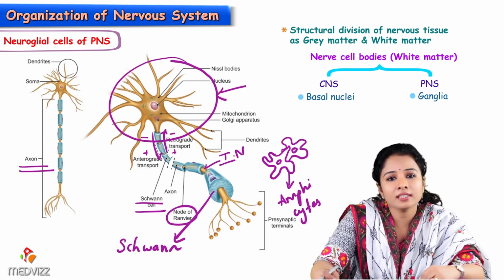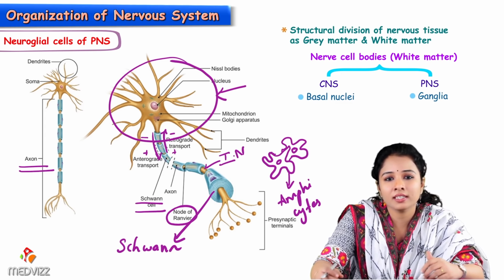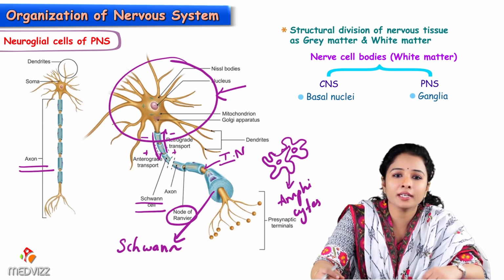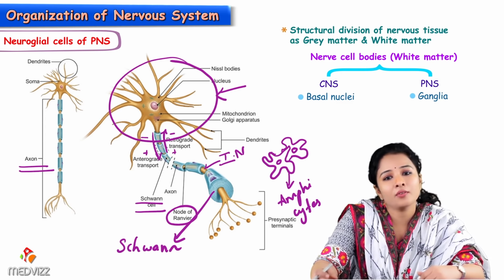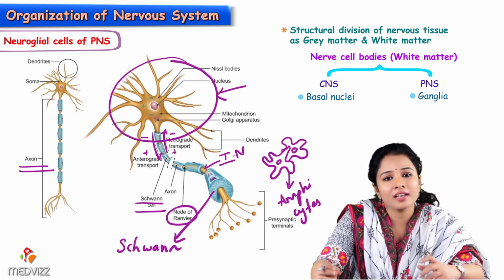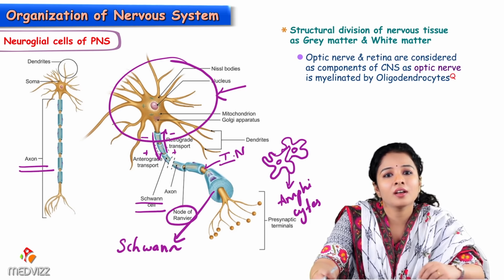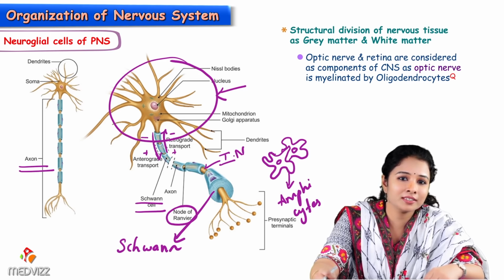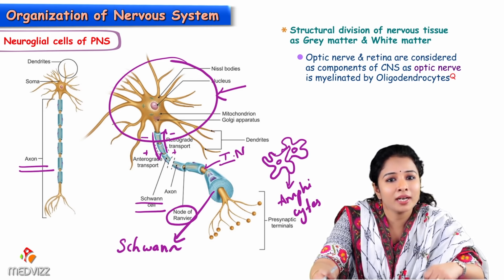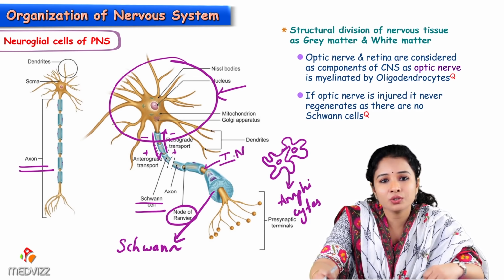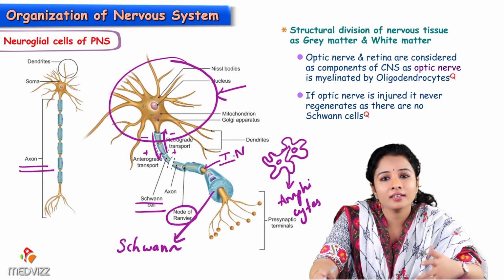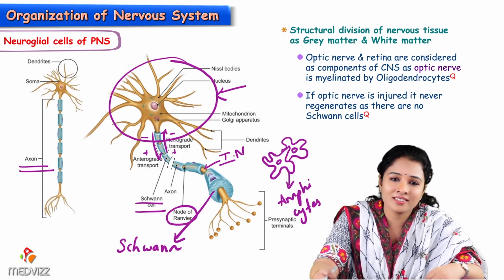And white matter in the CNS forms tracts, ascending and descending tracts, which are myelinated by oligodendrocytes. Whereas in the peripheral nervous system, they are myelinated by Schwann cells. Optic nerve, though we say it is a cranial nerve and part of the peripheral nervous system, the optic nerve and retina are considered components of the central nervous system because the optic nerve is myelinated by oligodendrocytes. And if the optic nerve is injured, it never regenerates, because there are no Schwann cells.